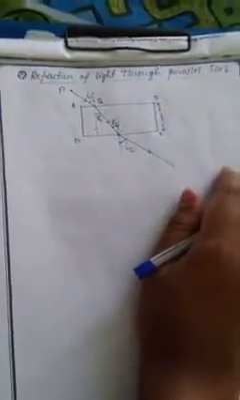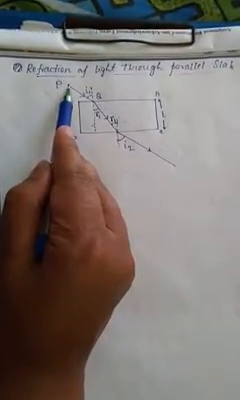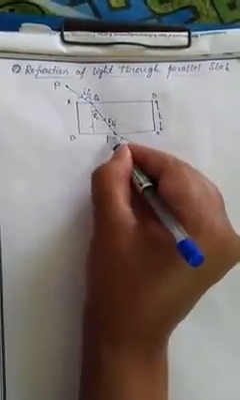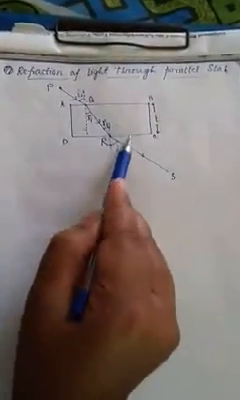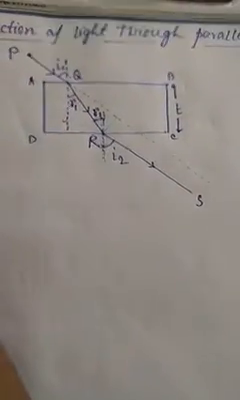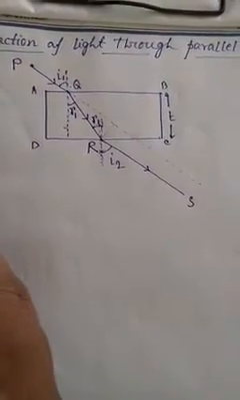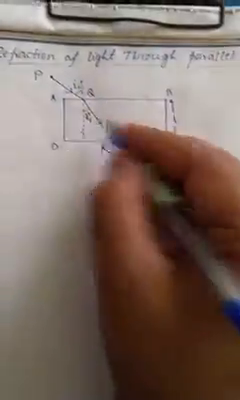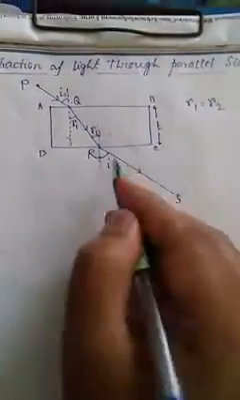What is our aim here? We shall prove that the ray PQ and RS are parallel to each other. That means this dotted line and this RS line are parallel to each other. We have to prove this. So this is a very easy geometrical process. Okay, let's start. What did we get already? That R1 equals R2. That is in our hand.